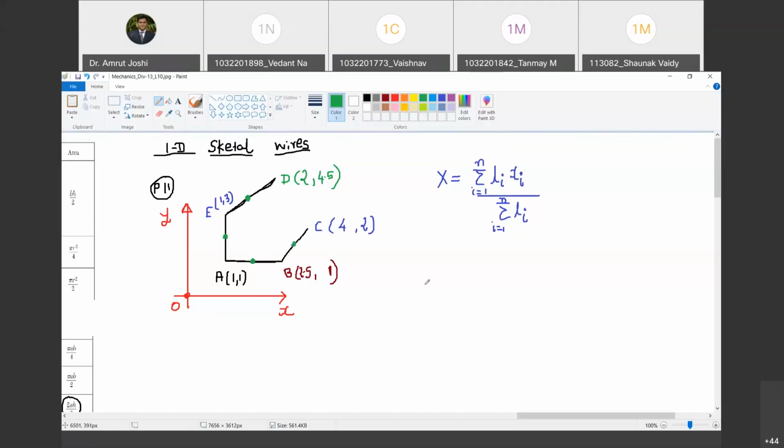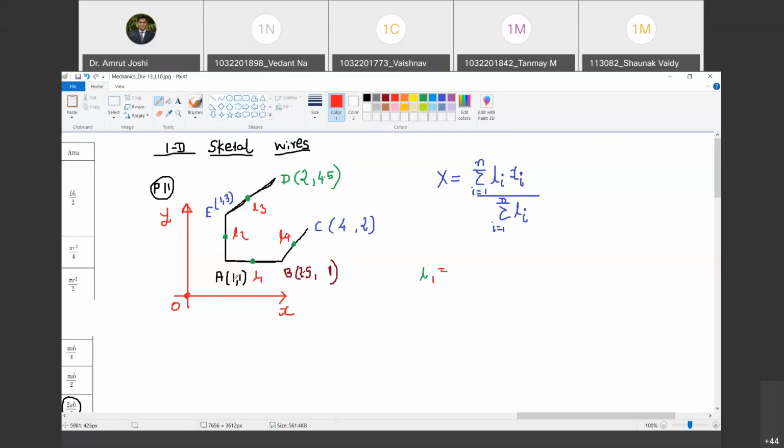Now I am going to require all lengths. How do I calculate length? Tell me. Sir, we can calculate it by distance formula. Yes, you can calculate it by distance formula. So I am going to call these lengths L1, L2, L3 and L4. So what is L1? Tell me.